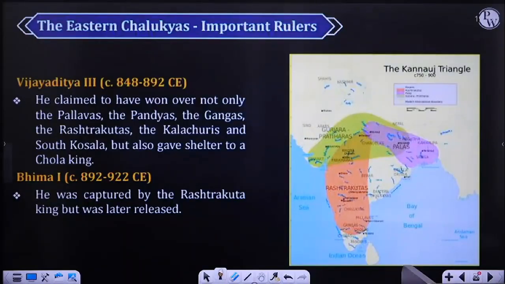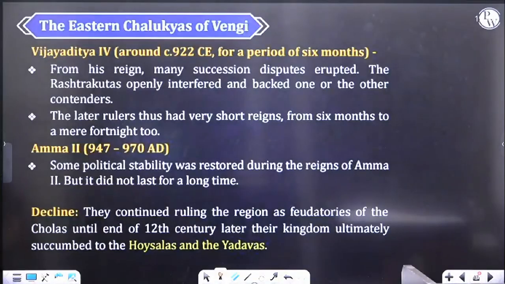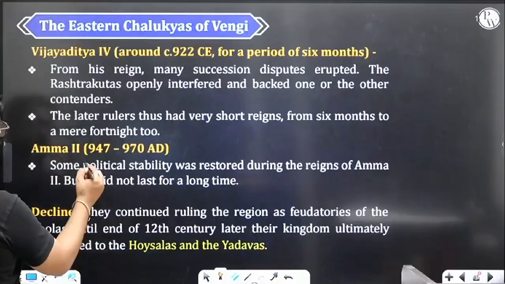So Vijayaditya also, you see, they're fighting. Bhima 1 was captured by the Rajputa king and kidnapped, right? And then Vijayaditya 4, again there is a dispute. Amma 2, some political stability. So there is nothing more to discuss in these Eastern Chalukyas of Vengi. But one thing you can realize is that it is completely B zone.